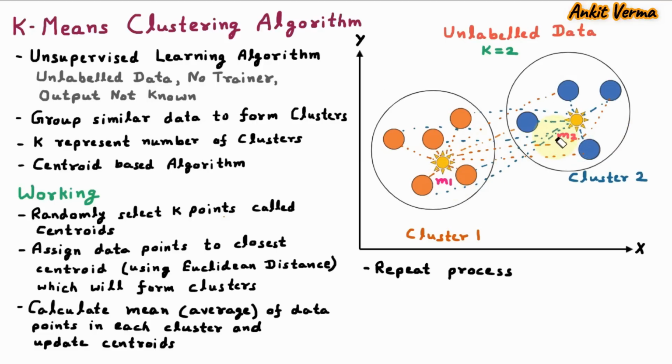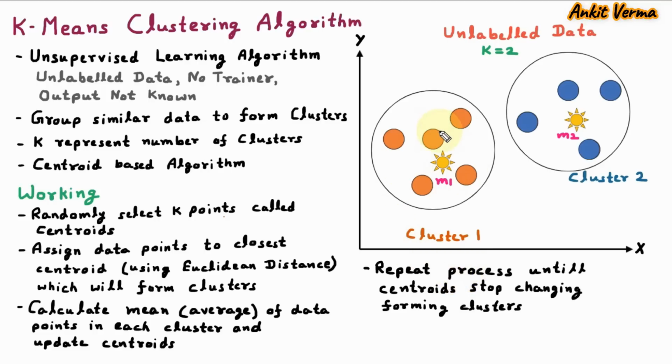The clusters are updated. Again, we have to calculate the mean of these data points. Again, the centroids will be updated and this process will keep on going. So repeat the process until the centroids stop changing, forming clusters. If we are repeating the process and we observe that the cluster members are not changing, then we will stop the K-means clustering algorithm. So using the K-means clustering algorithm, we have created 2 clusters. So that's all for today.